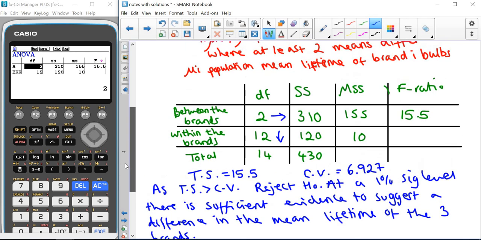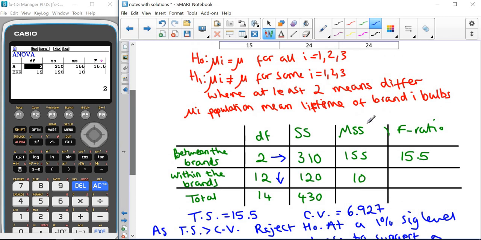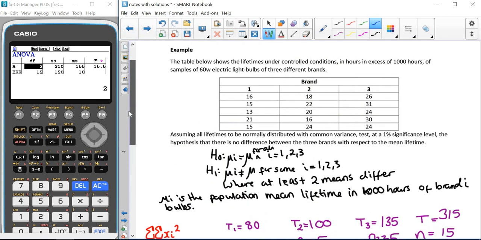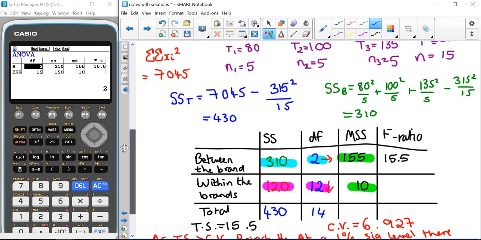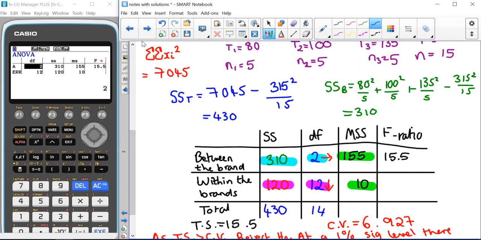So you can see how much quicker and easier it was to use our graphical calculator to get our table than it was to use the long-handed way of finding out all these totals and then using the formula, and it's the exact same table that we end up with.